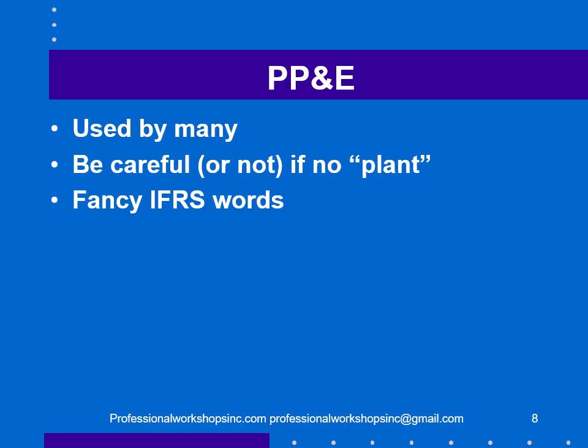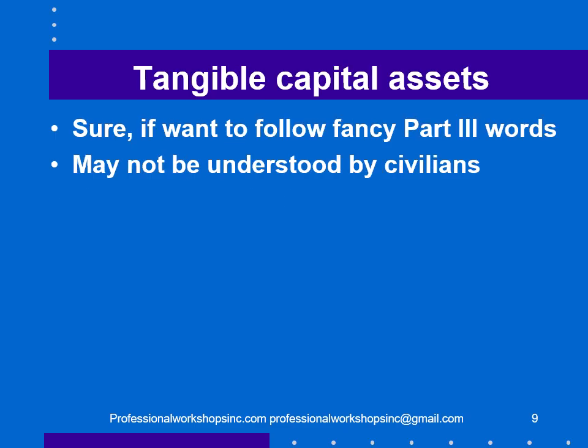So, property, plant, and equipment is a phrase that is used by many, and they are fancy IFRS words, and so you need to be careful, or maybe you don't, if you have no plant, because as I say, I found an example where someone with no plant continued to call it property, plant, and equipment. Tangible capital assets. Now, if you're feeling very fancy and you have a not-for-profit organization and you wish to follow the fancy Part 3 words, I suppose tangible capital assets is okay, but we're trying to communicate information to users, and as I say, civilians may not understand what we're talking about. So maybe that's a $64 word when a $2 word will work.